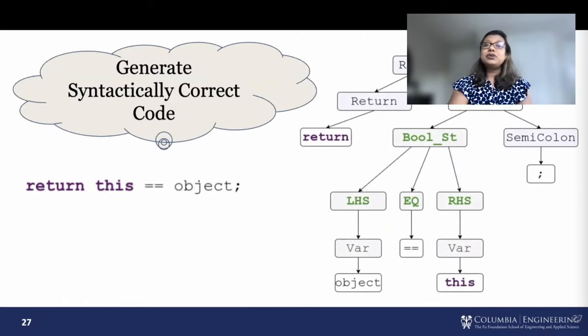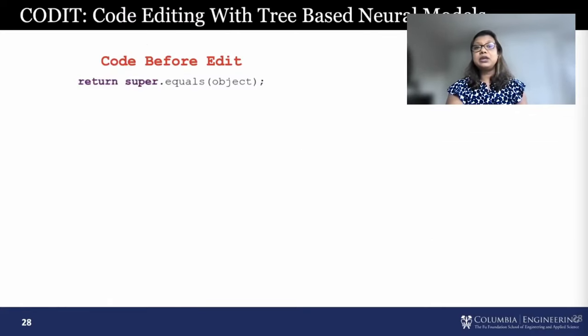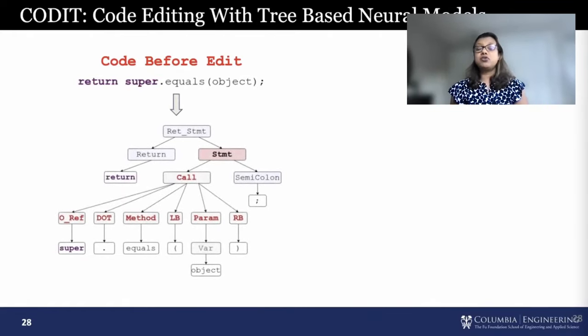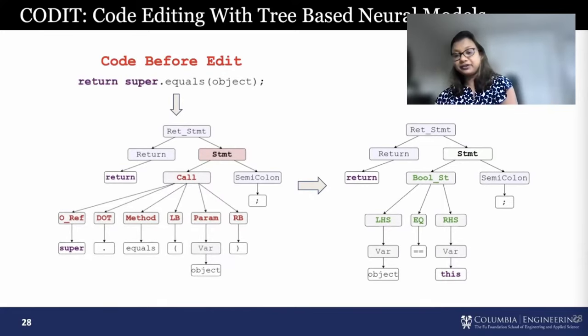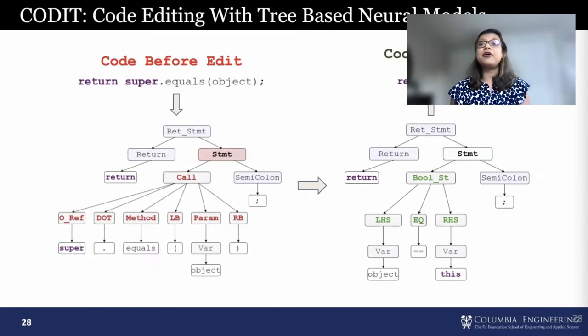So with that, we designed a model where first we took the before edit code and represented it as a tree. We convert that before edit tree to the after edit tree. And then from that tree, we generate the real code with the token names, etc., where we condition our token generation on the tree structure.